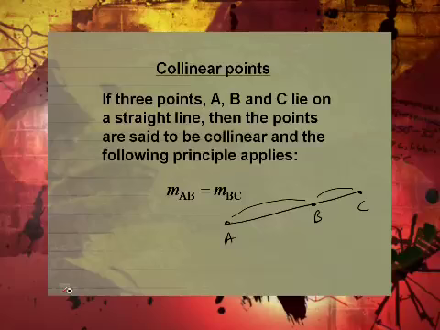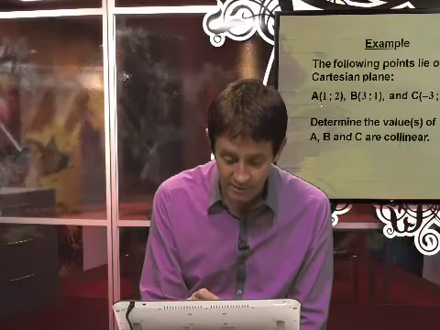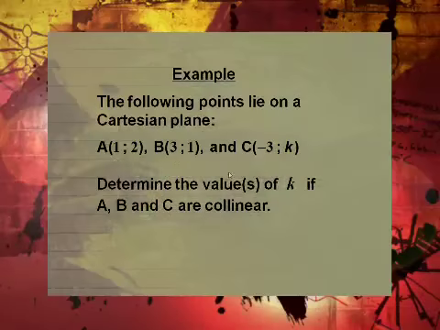Okay, good. Now let's explore this. Here's a lovely question. Watch this. For the matrix, the following points lie on a plane A, B, and C. Determine the value of K if A, B, and C are collinear. Careful now. What do we know? If they're collinear, the gradient of AB is the gradient of BC. It's always AB to BC.